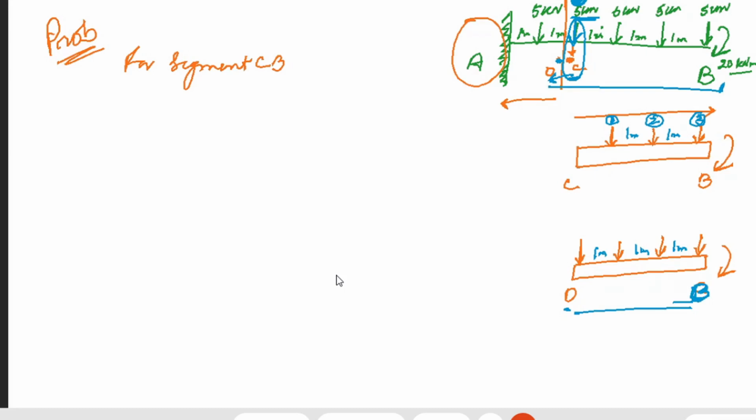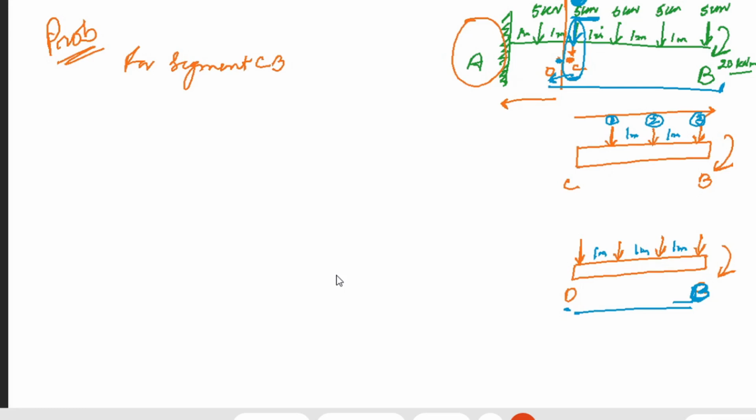It's D and B. Only one load has been added. That is because I have moved from point C to point D, which are very close to each other. But the moment I have left the point C, then the consideration of one more point load, 5 kilonewton, will get added up now. Is it clear now? Yes, sir.